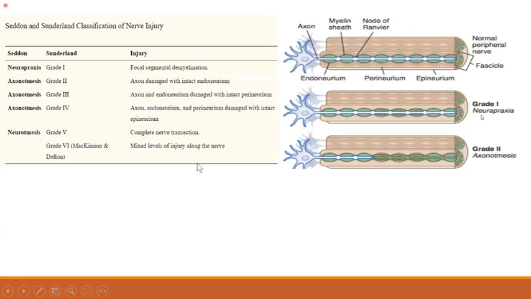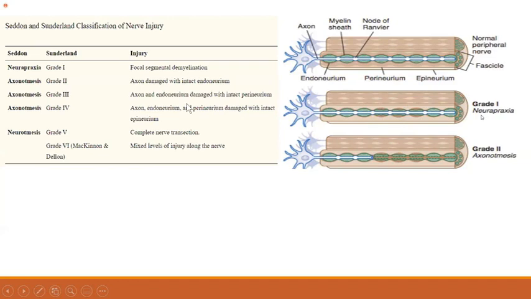So now a few things about nerve injury. The Seddon and Sunderland classification of nerve injury classifies it into neurapraxia, axonotmesis, and neurotmesis. In neurapraxia, also called grade 1 injury, there is only focal segmental demyelination and there is no injury to any other component. So this is a milder form of injury. Recovery is good without any intervention.